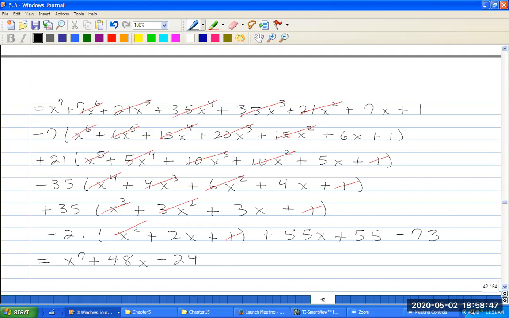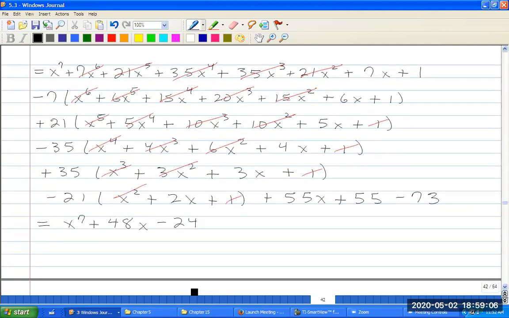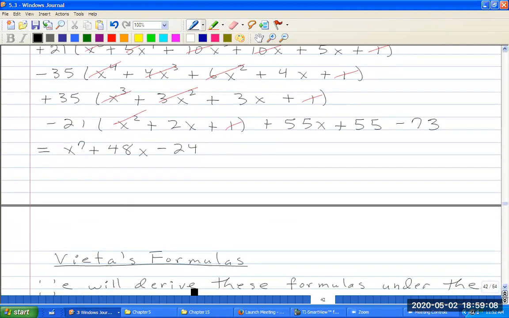Let's see if I can do Eisenstein on this guy. 2 wouldn't quite work. Obviously 2 is a prime and it divides both 48 and 24, but 2 squared is 4, so that would be a factor of 24. So let's try 3. 3 is a prime number.